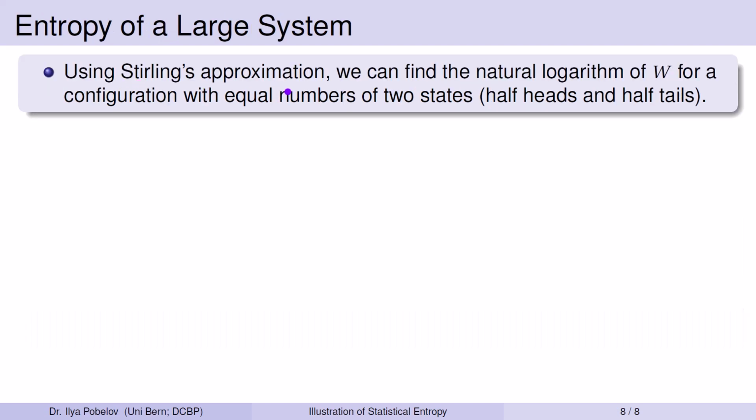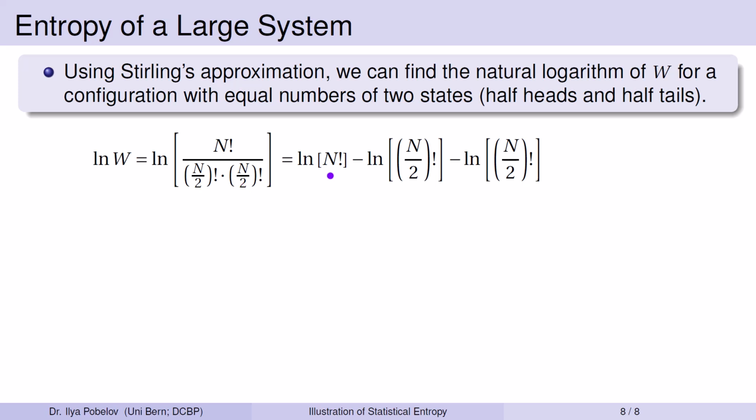Using Stirling's approximation, we can find the natural logarithm of the number of microstates W for a configuration with equal numbers of two states, such as half-heads and half-tails. We start with the formula for the number of microstates, as shown before. The natural logarithm of W is equal to the natural logarithm of n factorial divided by the product of n divided by 2 factorial times n divided by 2 factorial. We can separate this into three logarithmic terms: the natural logarithm of n factorial minus the natural logarithm of n divided by 2 factorial minus another natural logarithm of n divided by 2 factorial.